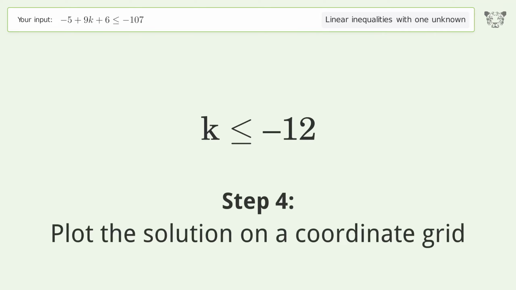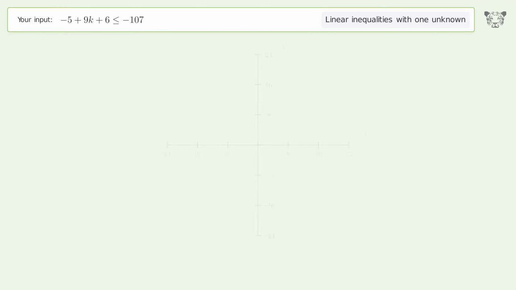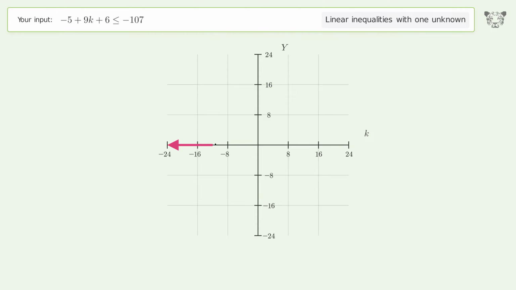Plot the solution on a coordinate grid. And so the final result is k equal or smaller than -12.